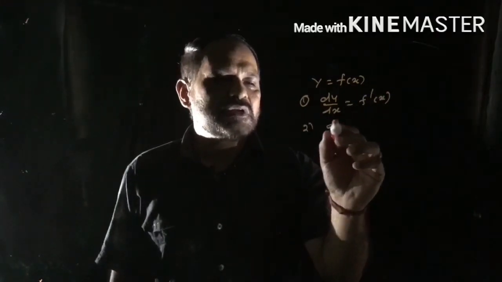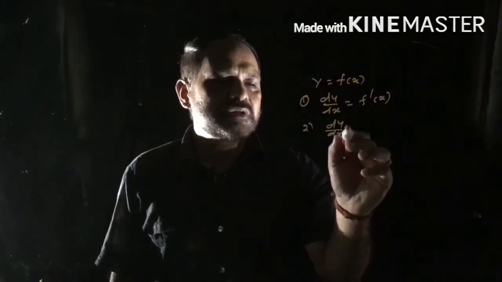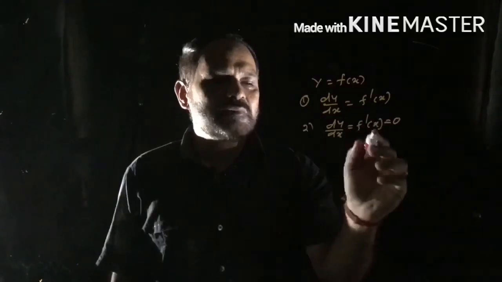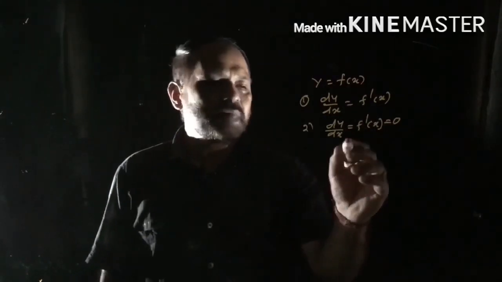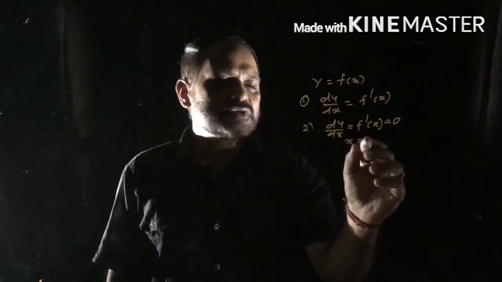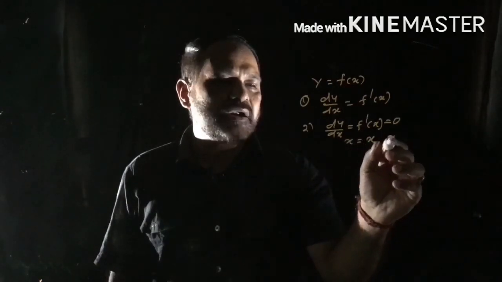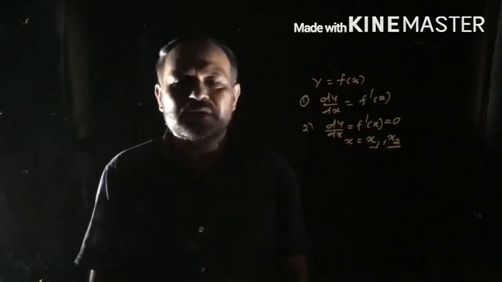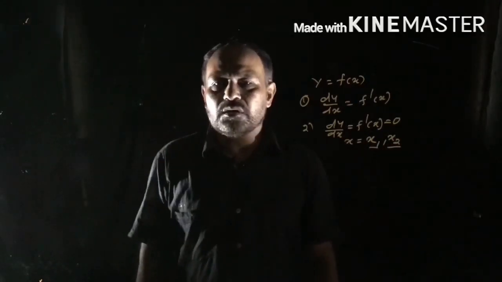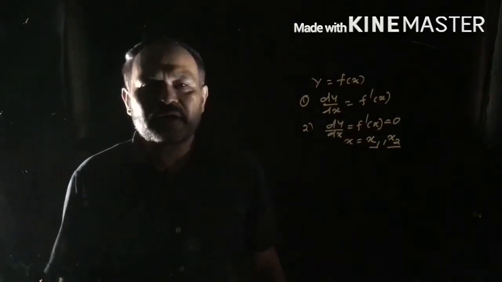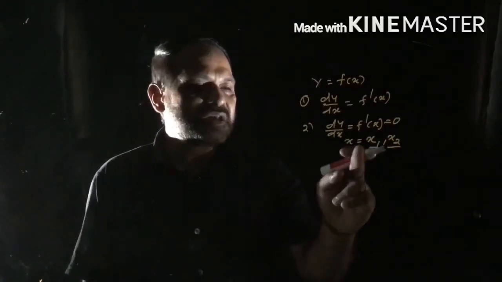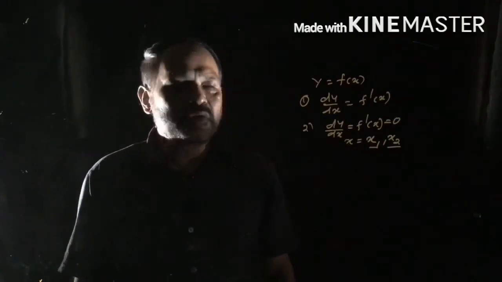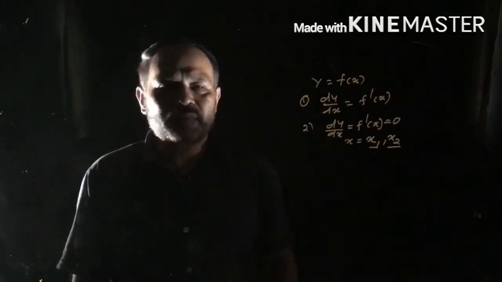Next, consider dy/dx = 0. On solving this equation, find the value of x. Suppose x = x1 and x2. Then x1 and x2 are called the extremum points, or critical points. At these extremum points, we have to check whether the function is maximum or minimum.